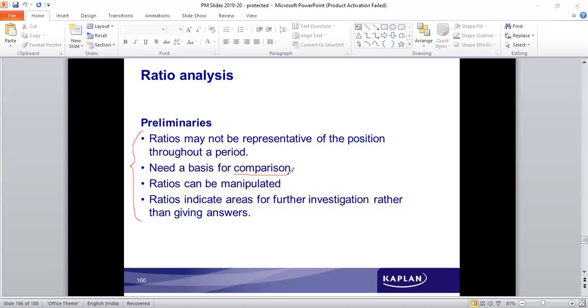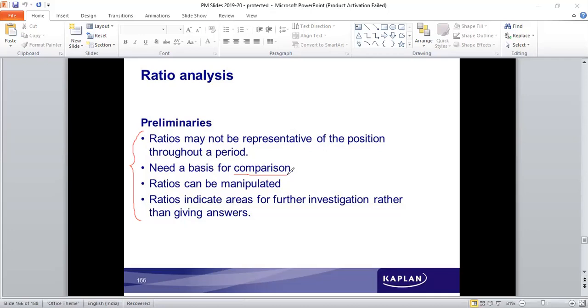Then ratios can be manipulated. Okay, there is a possibility of manipulating the ratios. So the assumptions differ when we talk about a particular ratio, the value of a ratio, the formula of a ratio, where we have a numerator and denominator. So for each numerator, when we elaborate, what should be included in that?